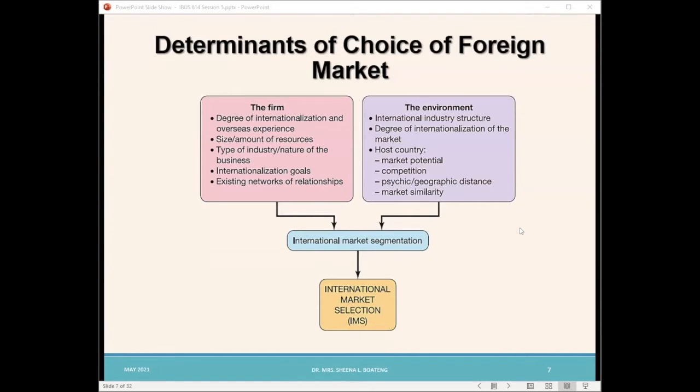And out of the segments that they are able to create based on the analysis that they did, they can select one or two markets to target depending on their strengths and weaknesses, as well as the opportunities and threats that were identified. Yes, Elizabeth, please go ahead.